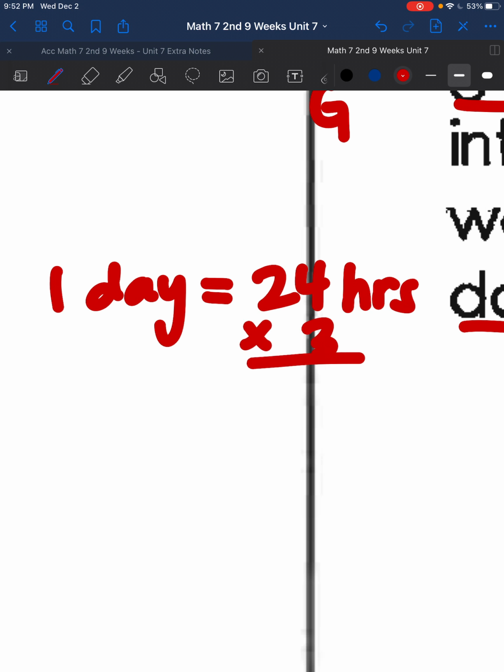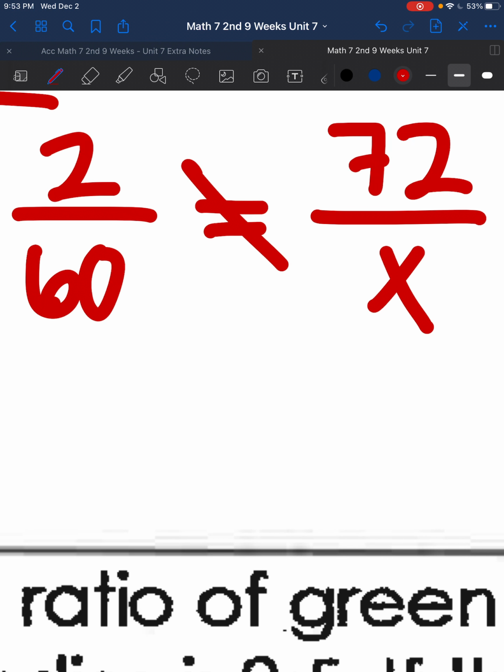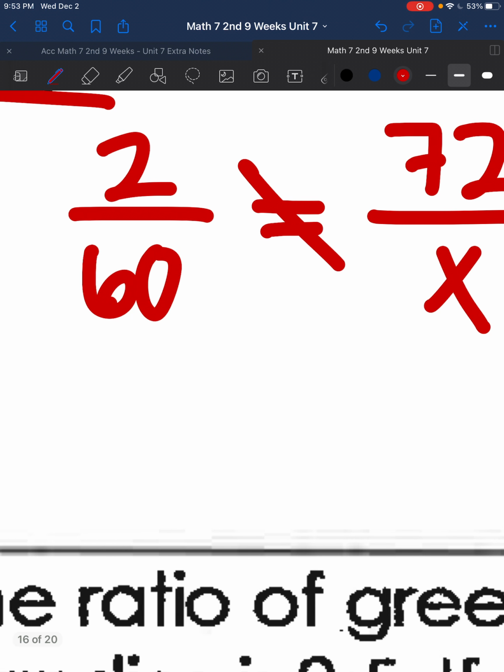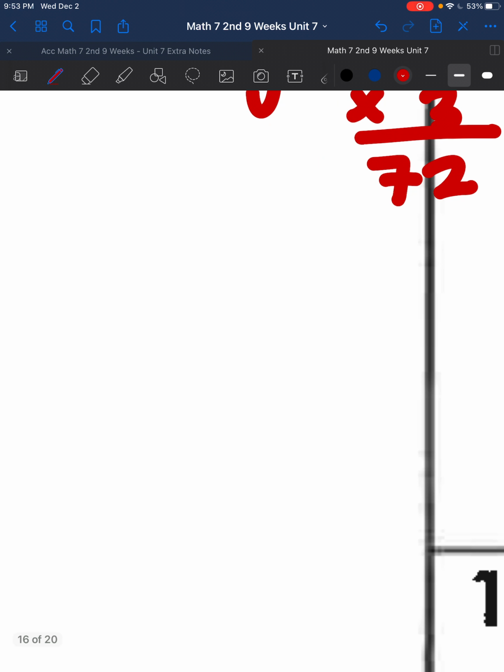And 1 day is 24 hours. So 24 times 3: 4 times 3 is 12, 3 times 2 is 6, plus 1 is 7. So 3 days is 72 hours. So now that we have that set up, we are ready to cross multiply. So 2 times x is simply 2x. And I'm going to come write this over here.